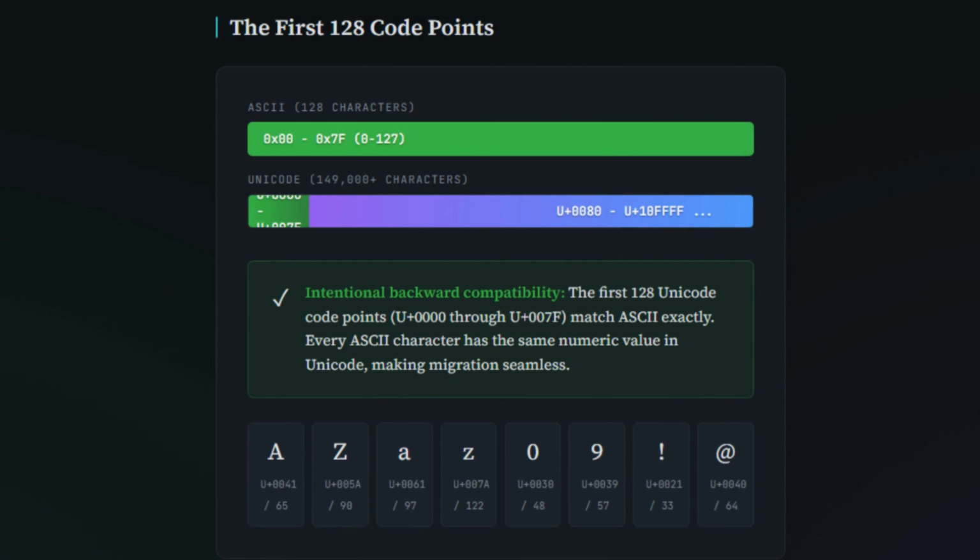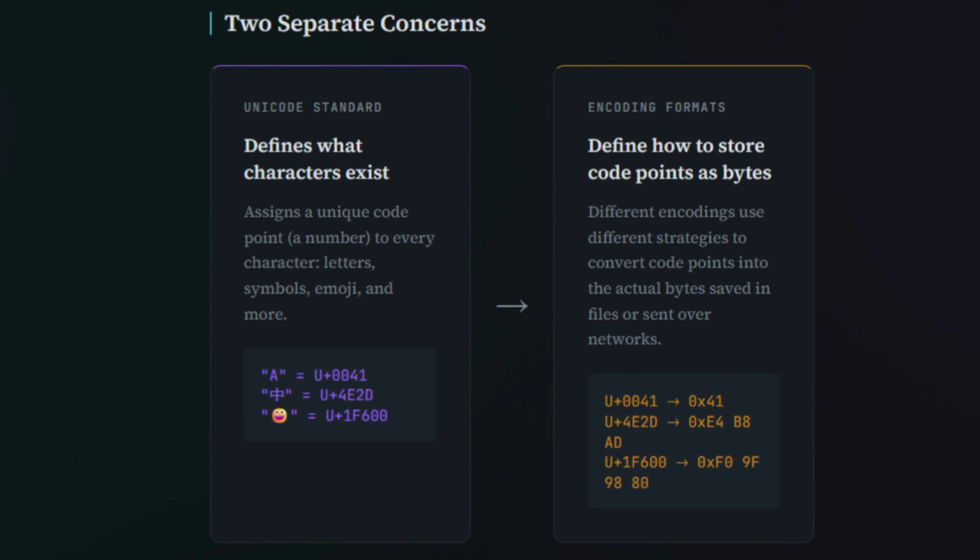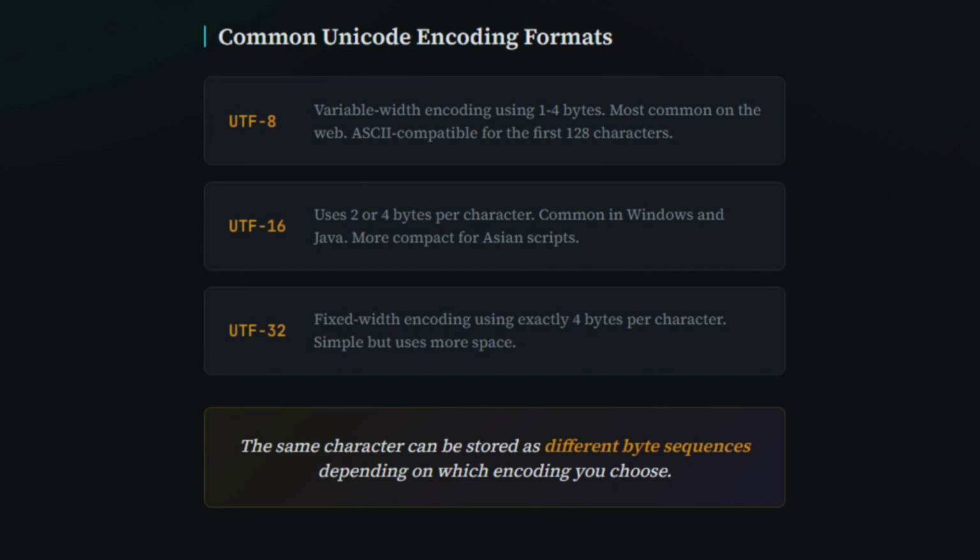The first 128 Unicode code points, U+0000 through U+007F, match ASCII, and this was intentional to maintain backward compatibility. But it gets more complex. Unicode defines what characters exist and assigns them code points, but it doesn't specify exactly how those code points should be stored as bytes. That's the job of Unicode encoding formats, and there are several, numerous.